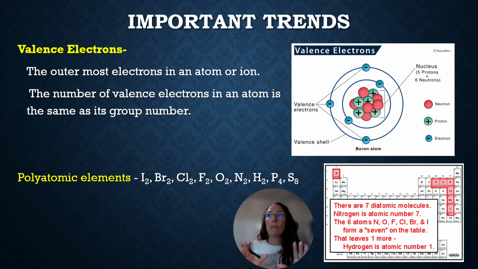So here's a trend about valence electrons. Now in Science 10, you hopefully did a bunch of Bohr diagrams. You're going to still do some Bohr diagrams for me in Chem 20. And you're going to have to draw these valence electrons. The valence electrons are the outermost electrons, so in the outside ring here.